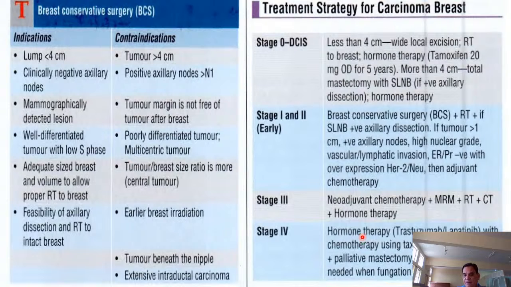This is very costly. It is Trastuzumab or Lapatinib. I told you, MAB or NIB. It is a targeted therapy. Cost is more than 16 to 20 lakhs per annum. With chemotherapy using taxanes. Taxanes are comparatively cheap. Plus toilet mastectomy whenever there is fungation. This is how the treatment strategy of carcinoma of breast is as per the latest model.